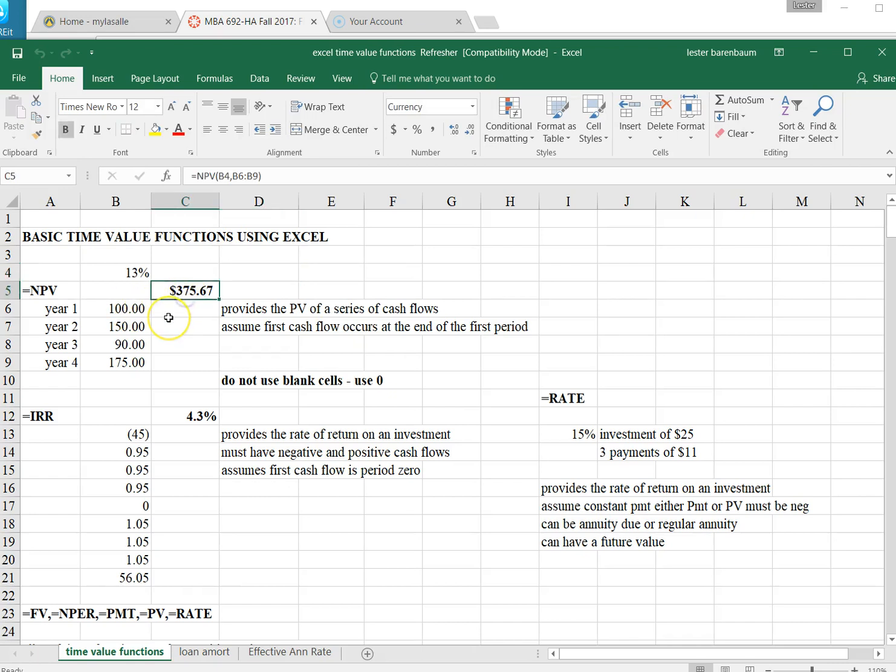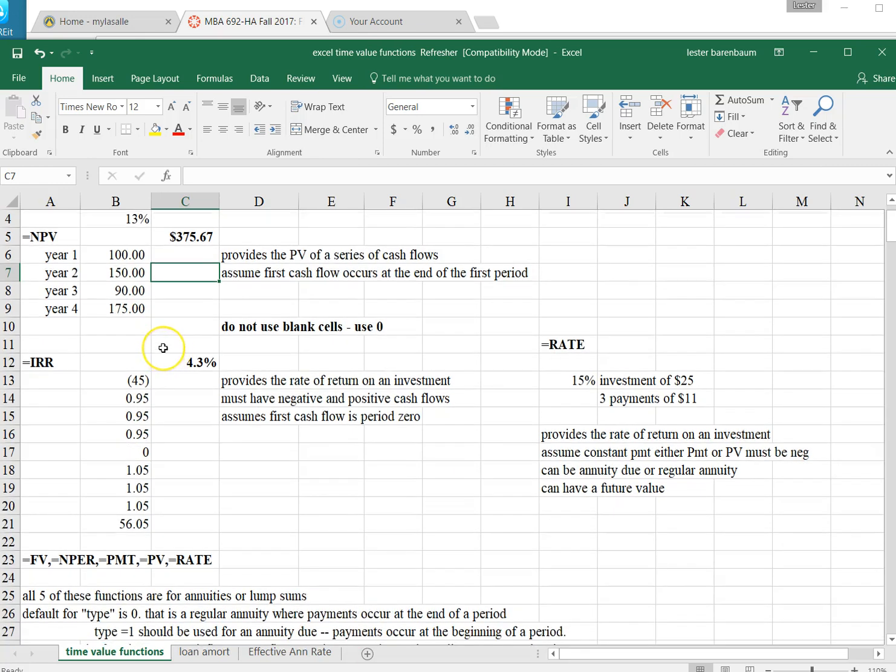So for example, in cell C5, we have NPV equals to cell B4, that's 13%, the rate, and the block of cells B6 through B9. The NPV function in Excel is very helpful in that you don't have to type in the individual cash flows as you would using a financial calculator.